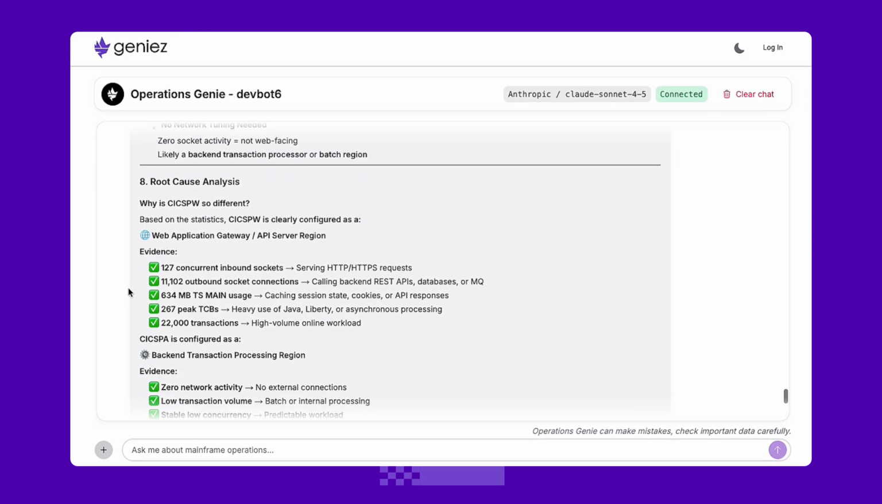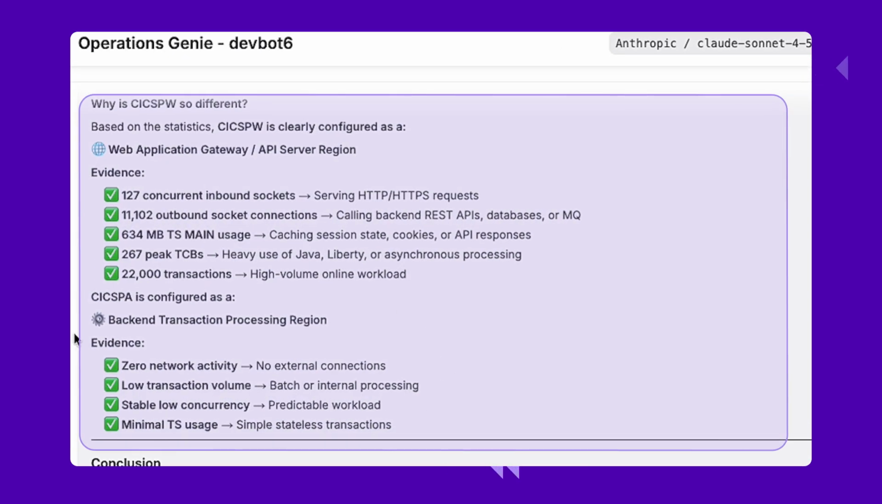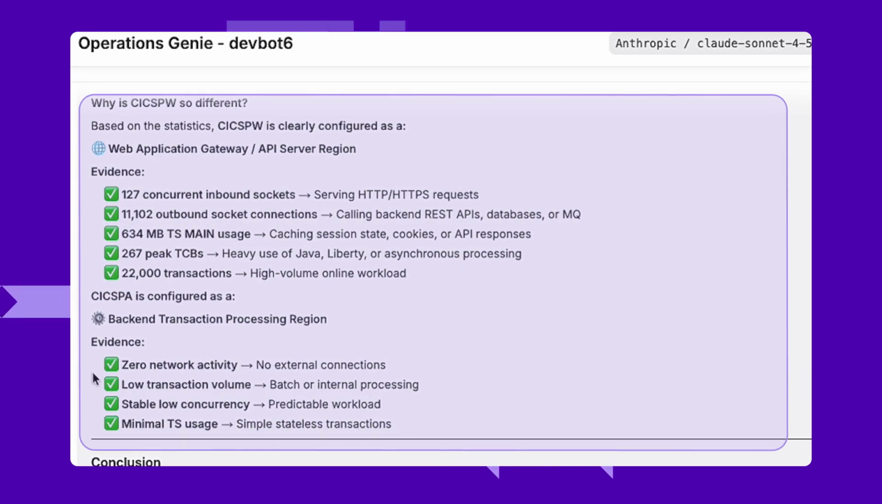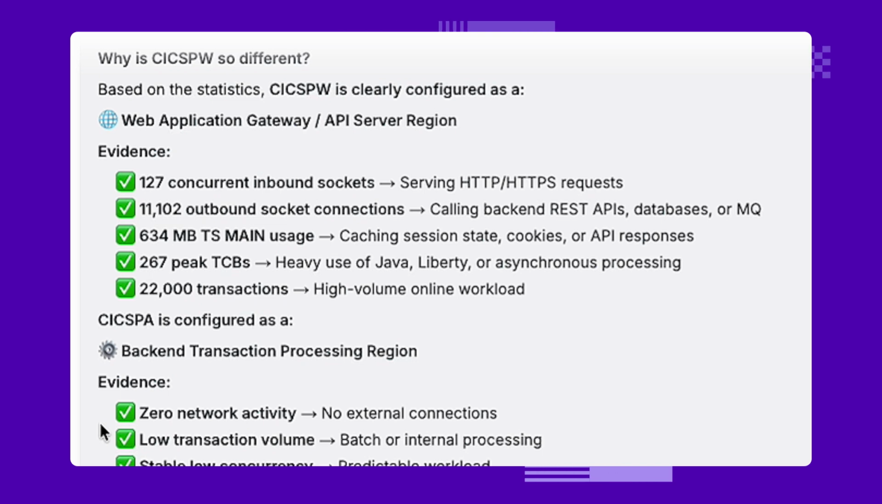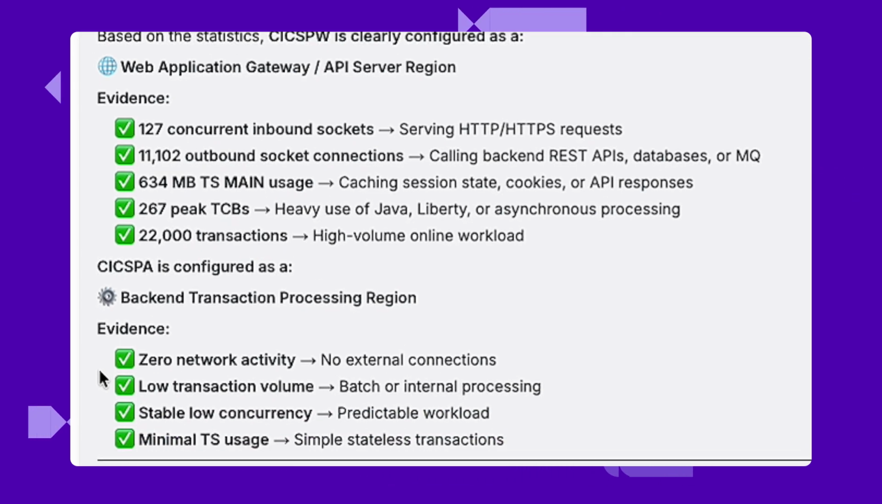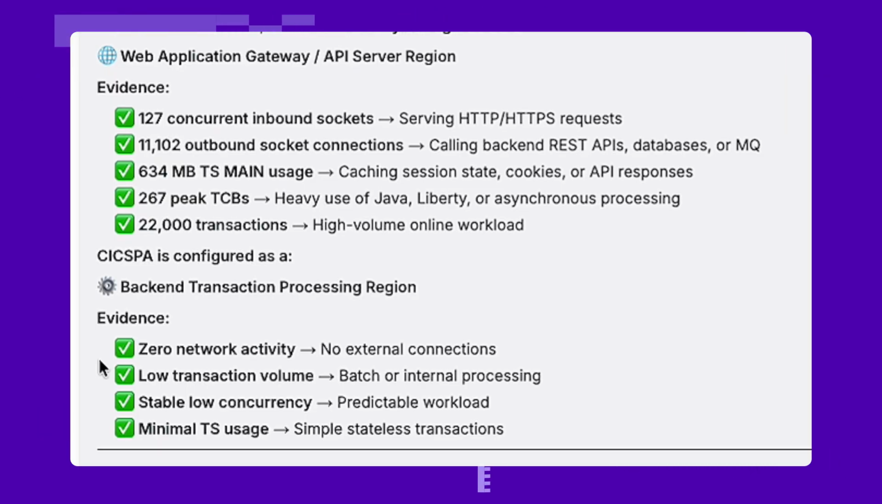It then moves on to give us a summary, starting with the settings that are the same across both regions, before highlighting the differences in workload characteristics. It gives us some recommended items to look into to improve each region, before summarizing the root cause as to why these two regions are so different.